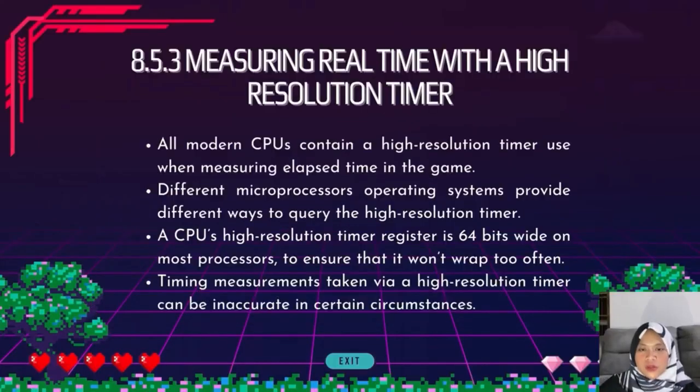So I will continue to explain chapter 8.5, the clocks. All modern CPUs contain a high resolution timer. Different microprocessors and OSes provide different ways to query the high resolution timer. A CPU high resolution timer register is 64 bits to ensure that it will not wrap too often, and timing measurements taken via the high resolution timer can be inaccurate in certain circumstances.